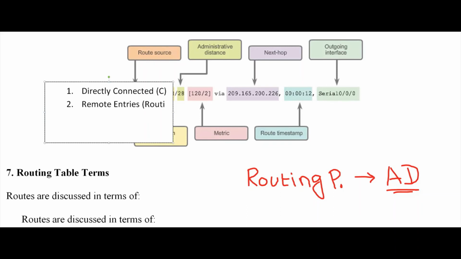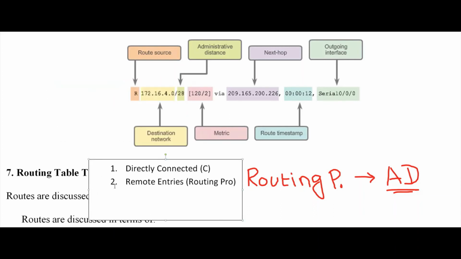Any routing protocol will be used. So in this example, we are discussing the RIP. This is called a remote entry. That means this network is a remote network. It is not directly connected. So you can see what things are available here: the first one is the source, from where this information is coming, or who is giving it.